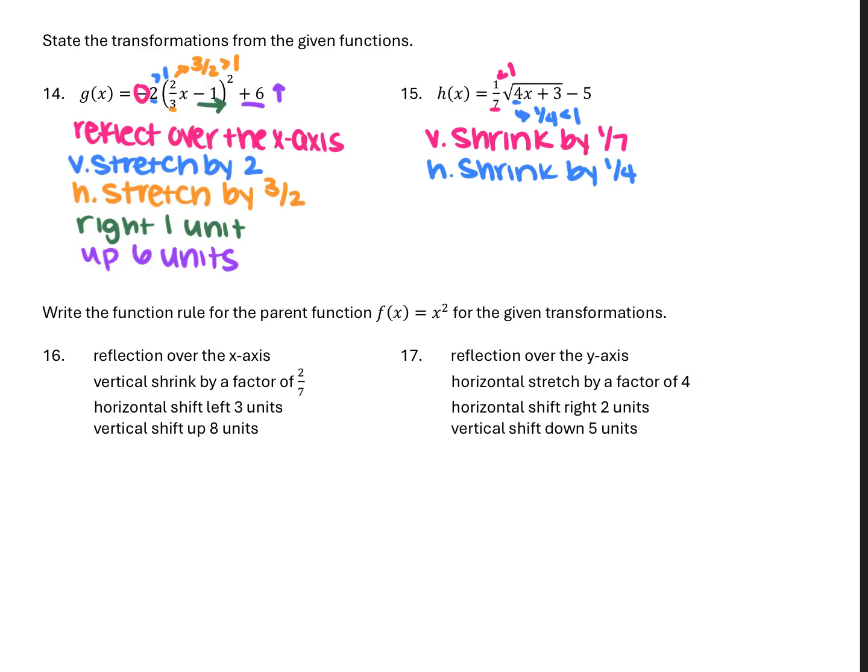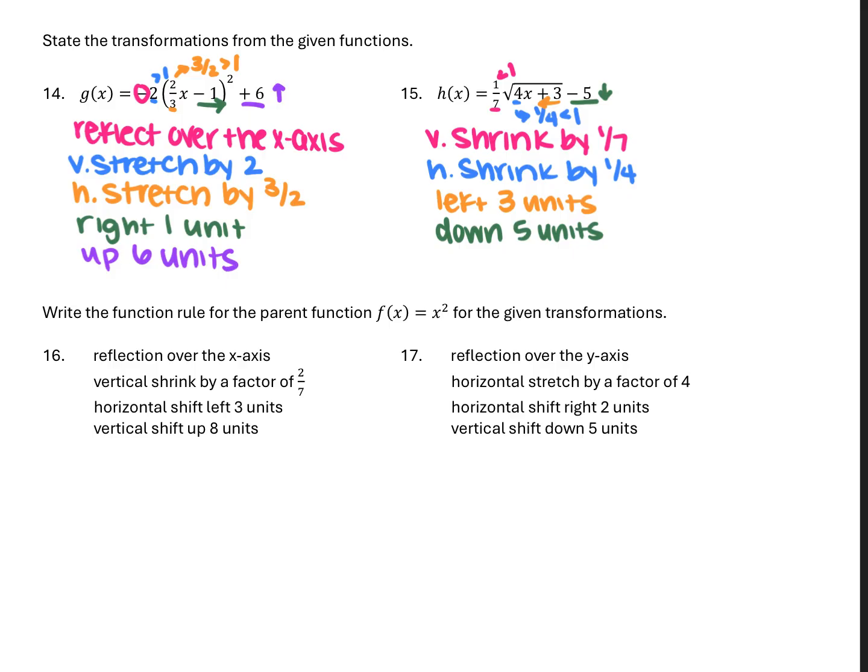Next, you have that +3. You're going to think the opposite, so we're going left 3 units. And lastly, you have that -5 on the outside, so it stays as is, which means we go down 5 units.